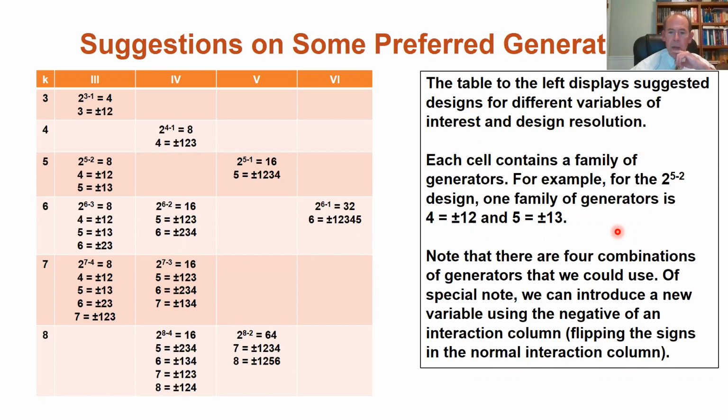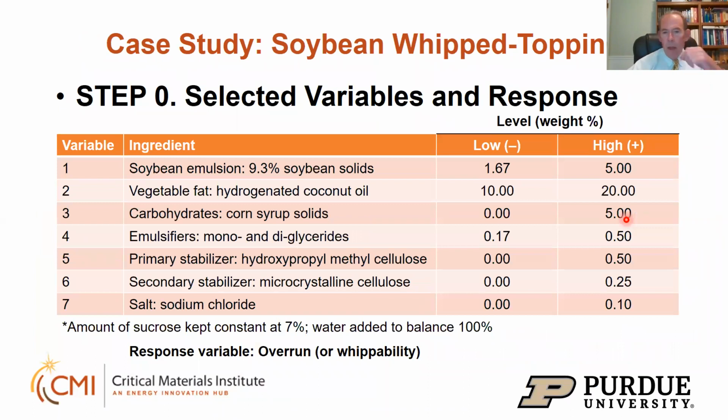All right. So this becomes important because when we think about the sequential approach to experimentation, we may run some initial member of the family, and then we could follow that up with another member of the family to clear up some of the confounding. And I just noted here that when we use a different sign, we're basically just flipping the signs in the normal interaction column. All right, I want to leave some time here for a little case study.